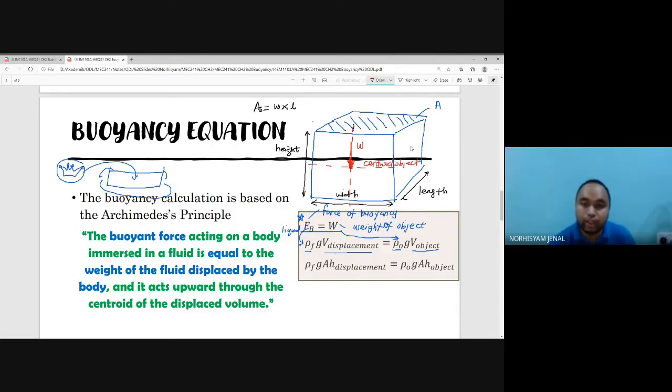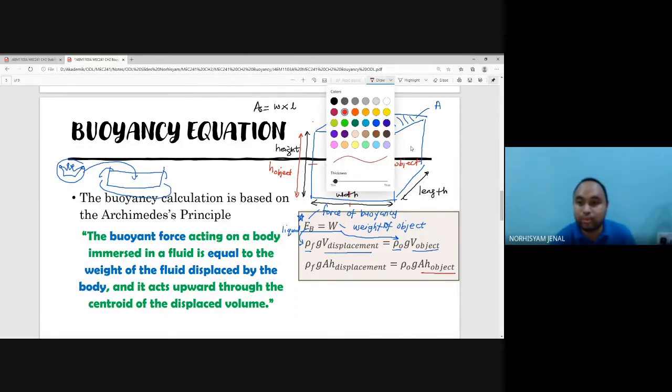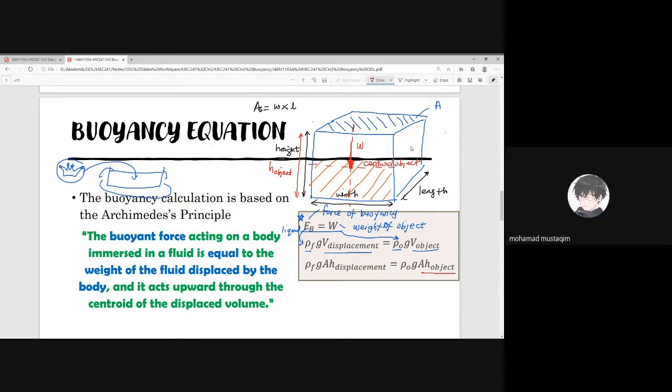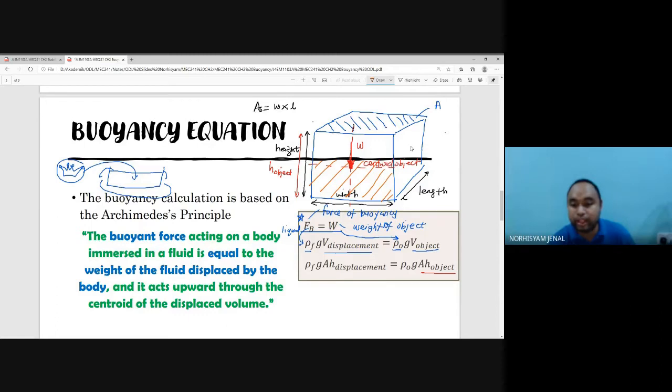Alright, so to find the height of the object, it is from top to bottom, like this. It is called H object. So this H object will be used in this calculation. The second one is H displacement. So how do we find H displacement? This part is submerged underwater, correct?